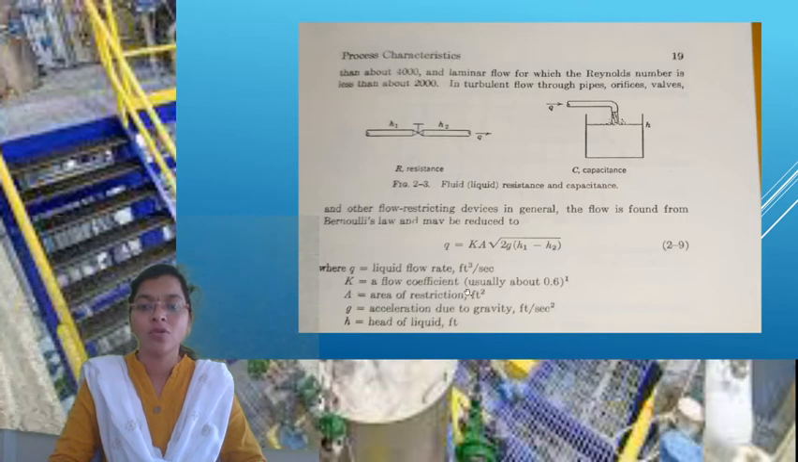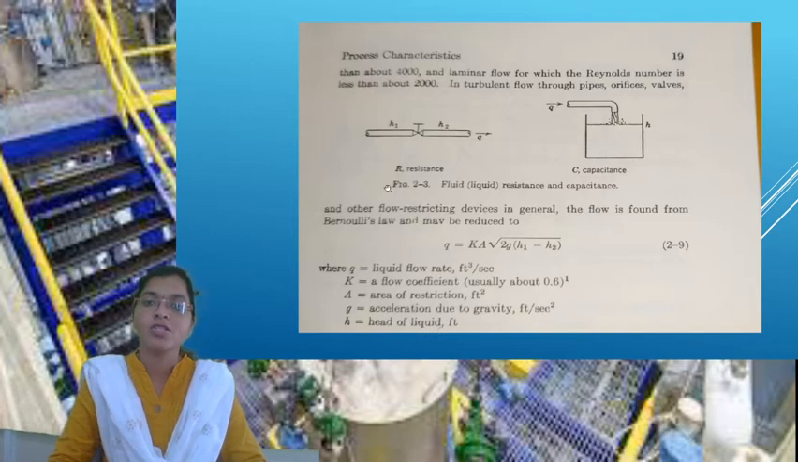K is a flow coefficient. A is the area of that particular restriction. This is called a restriction here. And G is the acceleration. H is the head of the liquid, nothing but the height of that particular tank.